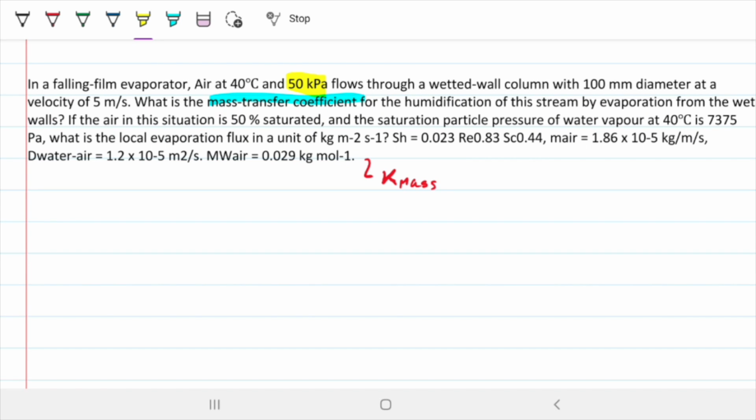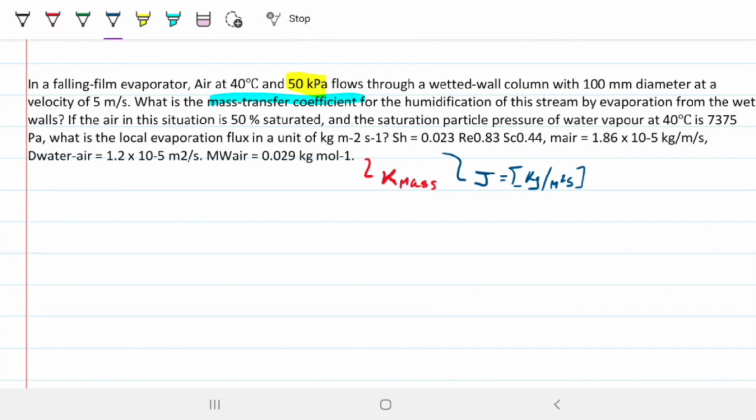If the air in this situation is 50% saturated and the saturation partial pressure of water vapor at 40 Celsius is 7,375 pascals, what is the local evaporation flux in the unit of kilograms per meter squared per second? So the second thing it wants us to find is flux, right? And it's specifying the unit as kilograms per meter squared per second.